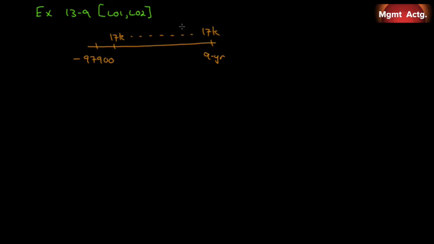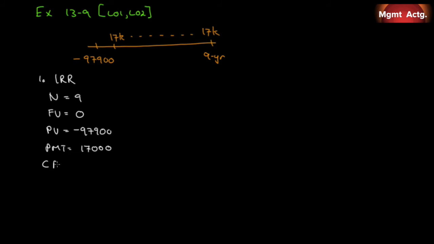Required, number one, compute the machine's IRR rounded to one decimal place. So we're going to just use the calculator in this problem because it's really easy to do. N is equal to 9. Future value, we're told, no salvage value, is equal to 0. Present value is equal to negative 97,900, cash outflow, right? And our PMT, our payment, is equal to 17,000. And all we need to do now is compute IY, and we will get 10%. Look how quick that was, nice and direct, right?